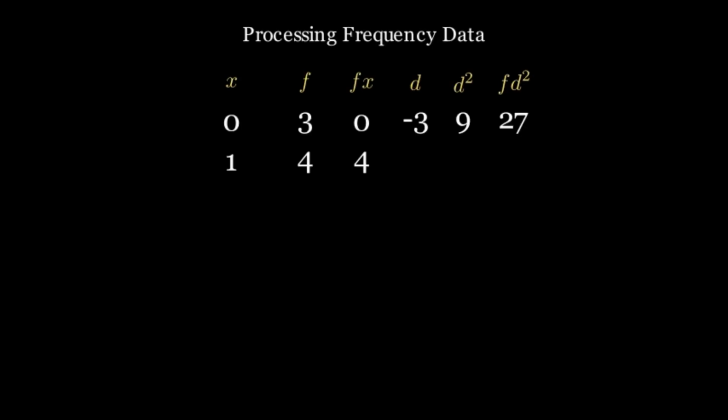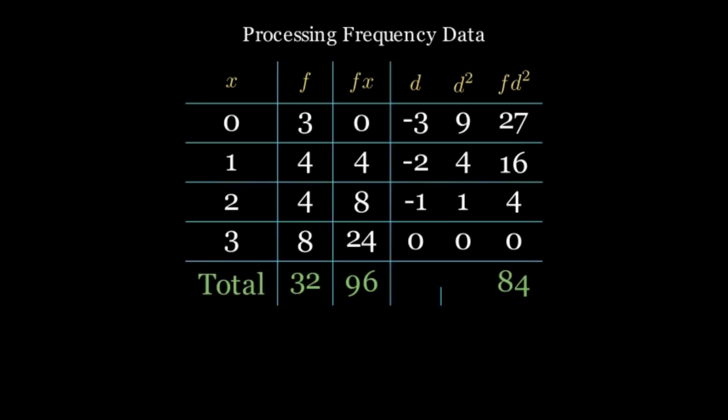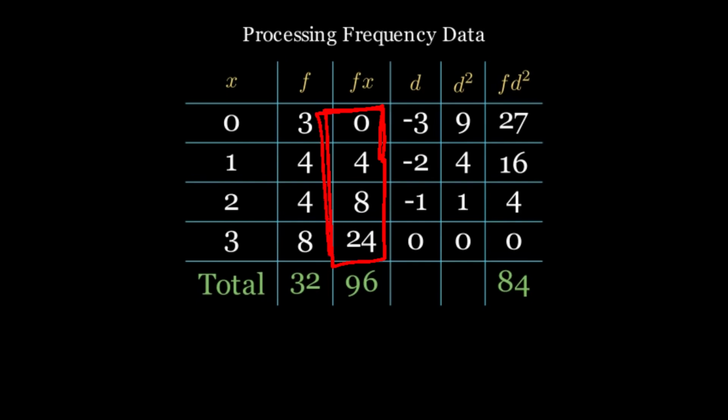In this lesson, we're going to learn how to calculate the standard deviation of ungrouped data. Consider the frequency table shown. The fx column is obtained by multiplying each data value, x, by its corresponding frequency. Once the computation table is complete, we can begin the calculation. First, find the mean by dividing the sum of fx by the total frequency. In this example, 96 divided by 32 equals 3.